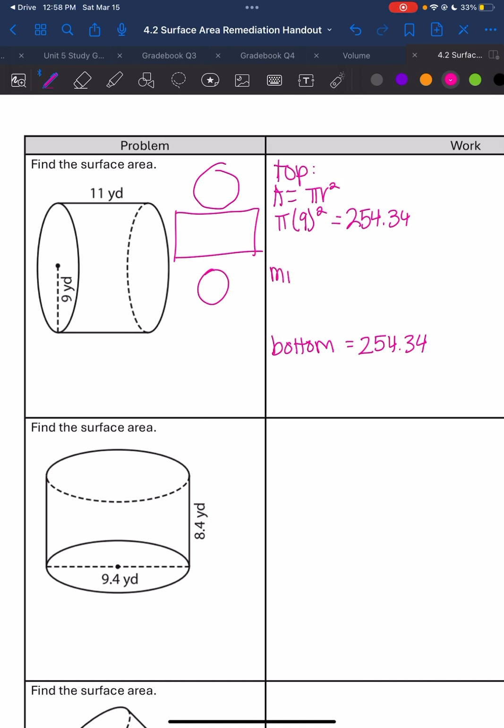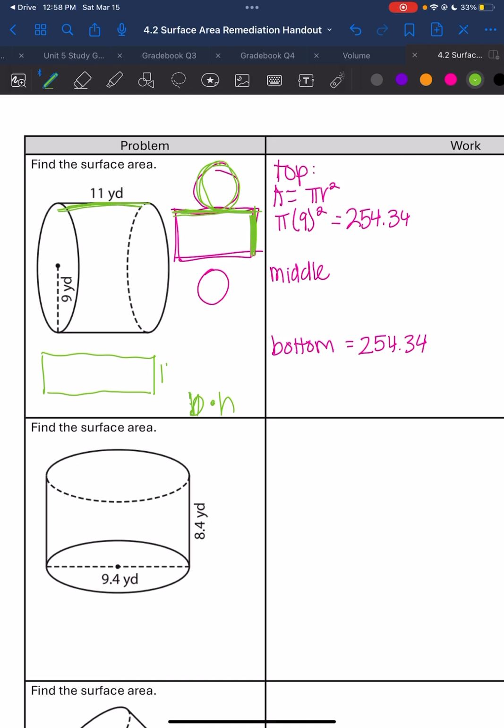Okay, my middle comes from the rectangle. And in class, we discovered that the perimeter of our circle makes the base of a rectangle. So if we can find the perimeter of the circle, we have the base of our rectangle. The height comes from the height of the cylinder. And remember, to find the area of our rectangle, we multiply the base times the height.